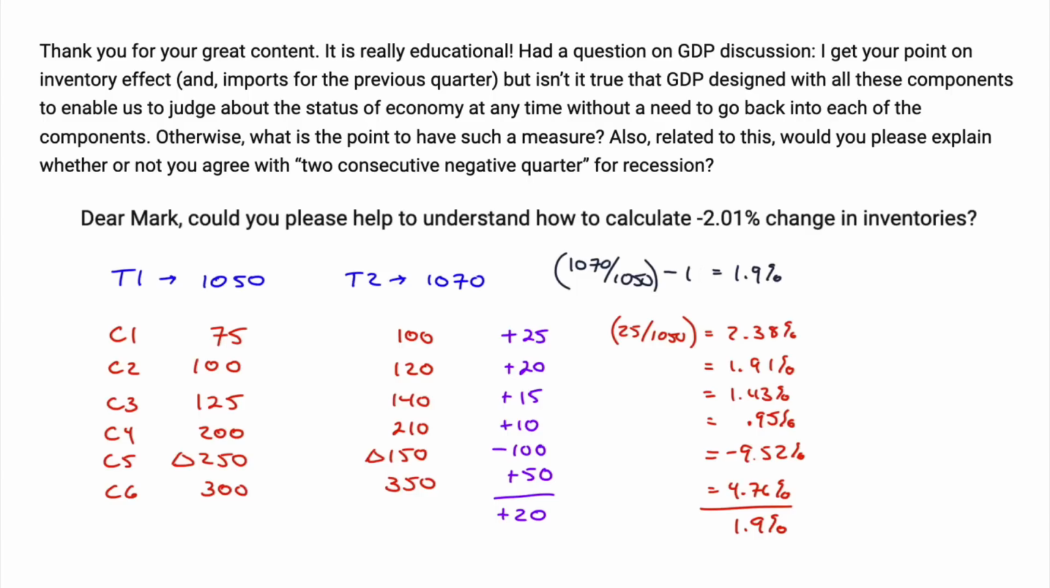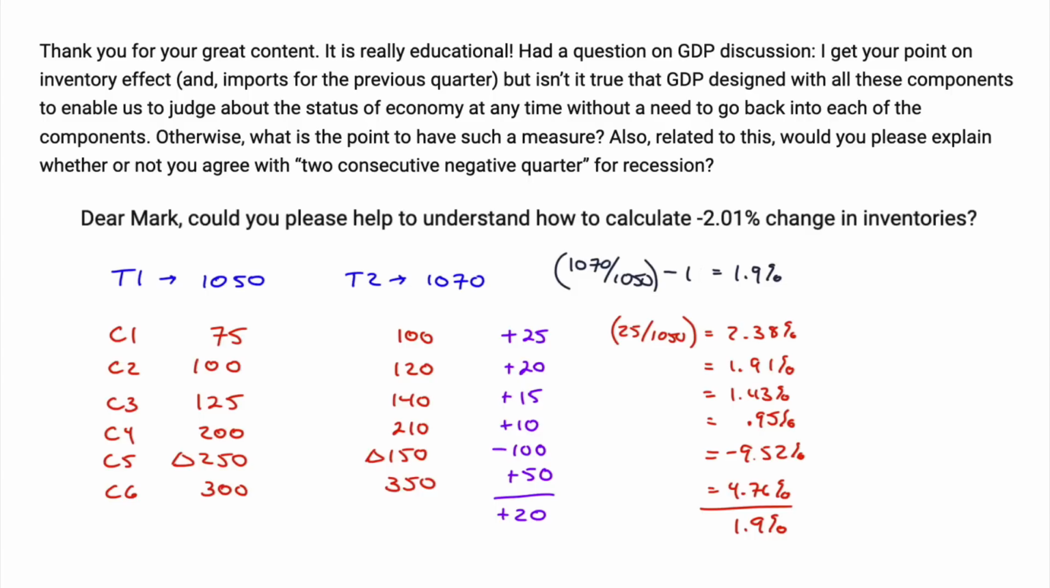I get your point on the inventory effect and imports for the previous quarter, but isn't it true that GDP is designed with all these components to enable us to judge the status of the economy at any time without a need to go back into each of the components? Otherwise, what is the point of having such a measure? Also related to this, would you please explain whether or not you agree with two consecutive negative quarters for recession? And another question is, could you please help me understand how to calculate the negative 2.01% change in inventories?